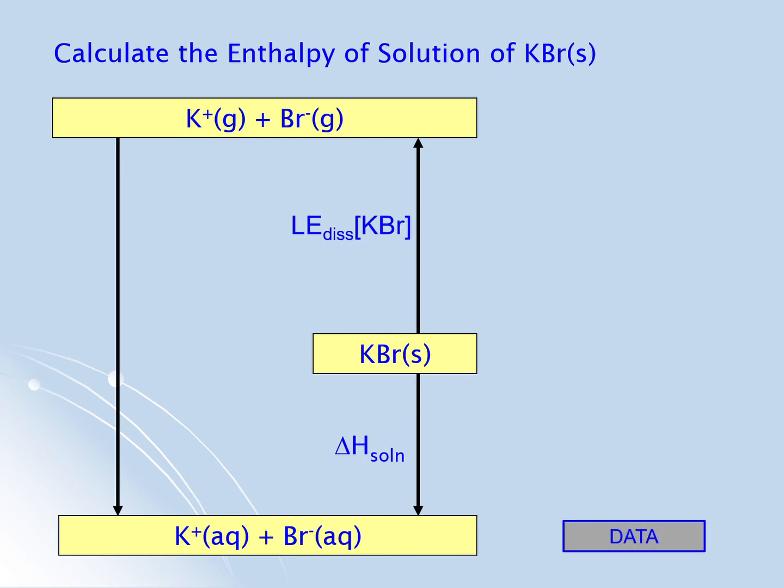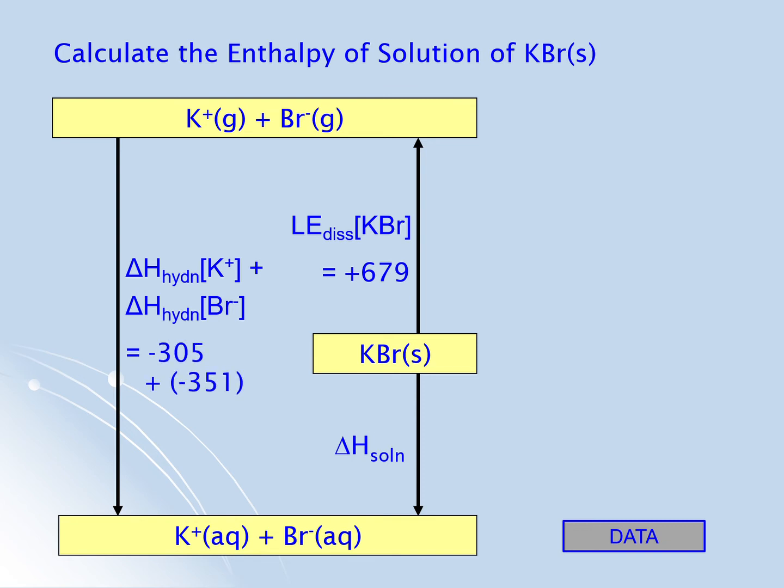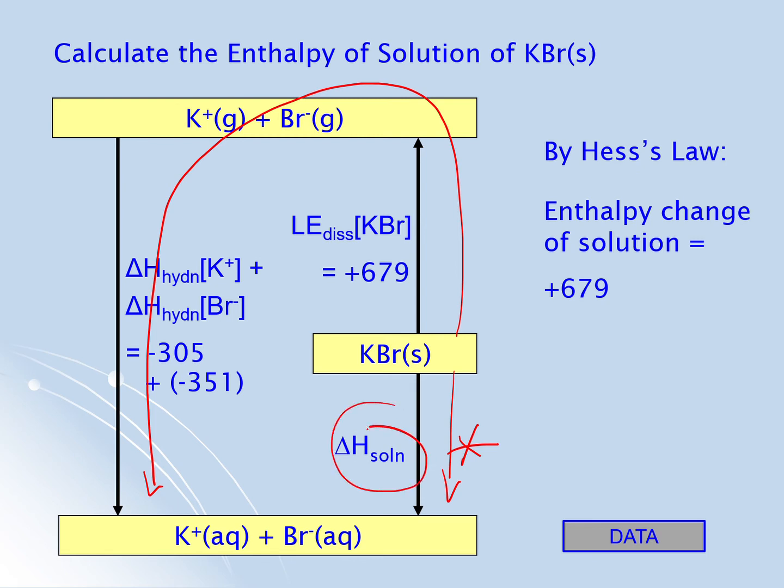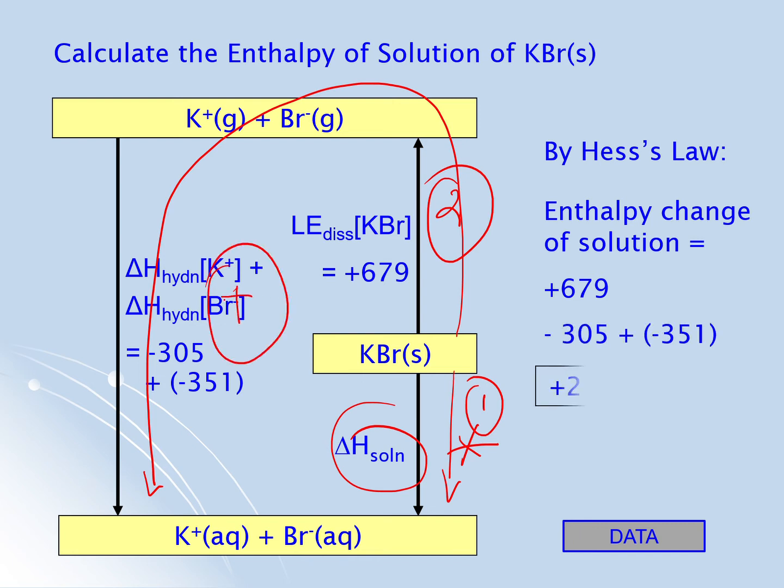As soon as those gaseous ions are made, they can dissolve in the water. So I get the enthalpy of hydration of the potassium ion and of the bromide ion, which are minus 305 and minus 351 respectively. Then I do my calculation. If I remember that the enthalpy change is independent of the route taken, I'm trying to get this enthalpy change here. So delta H1 is equal to delta H2 plus the sum of the delta H3s. Very simple calculation. It gives us a value of positive 23.